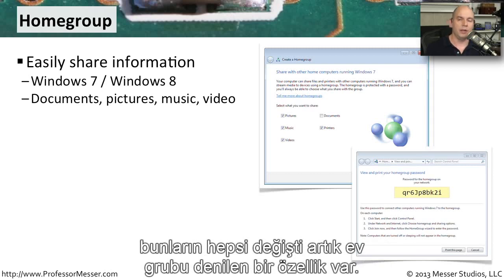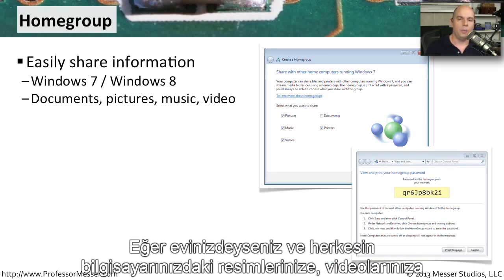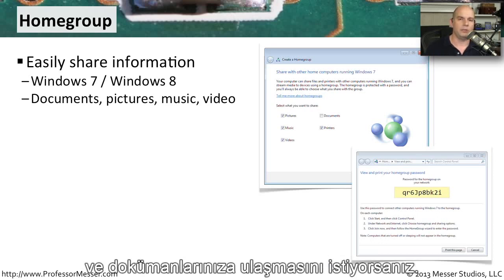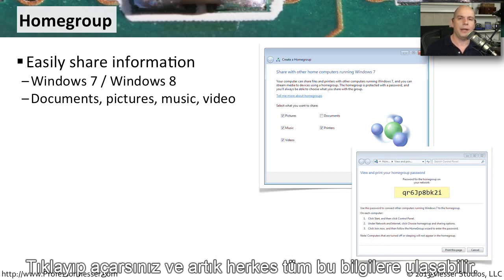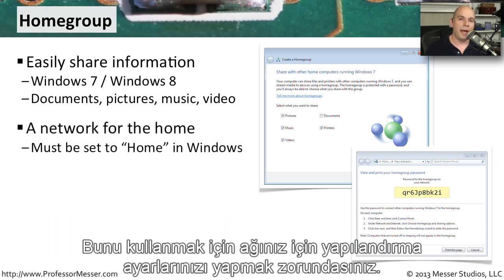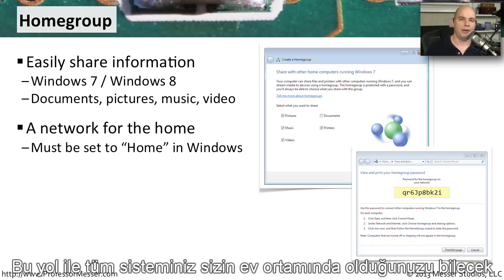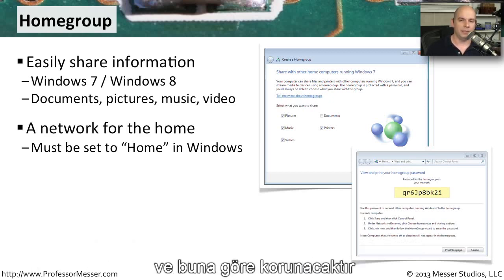There's a new capability called Home Group. If you're in your home and you just want everybody to have access to all of your pictures and all of your videos and documents that are on your computer, you can set up a central home group configuration, click go, and now everybody can access all of that information. To use this, you have to configure your networking settings to be at home. That way, all of your systems know that they're in a home environment and they're relatively protected.